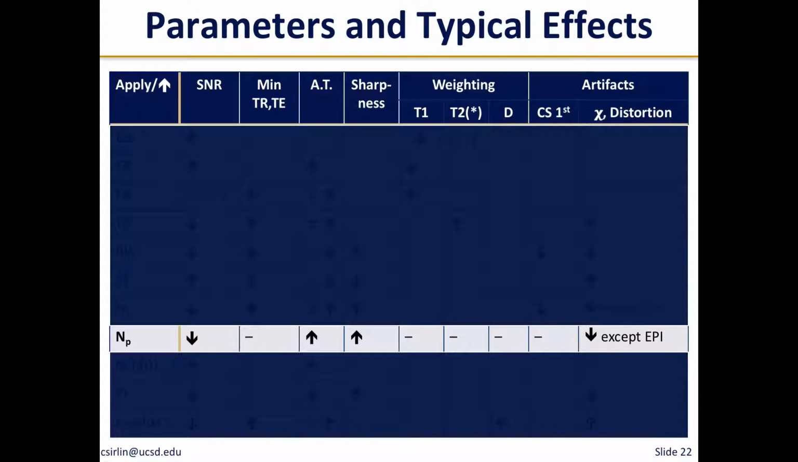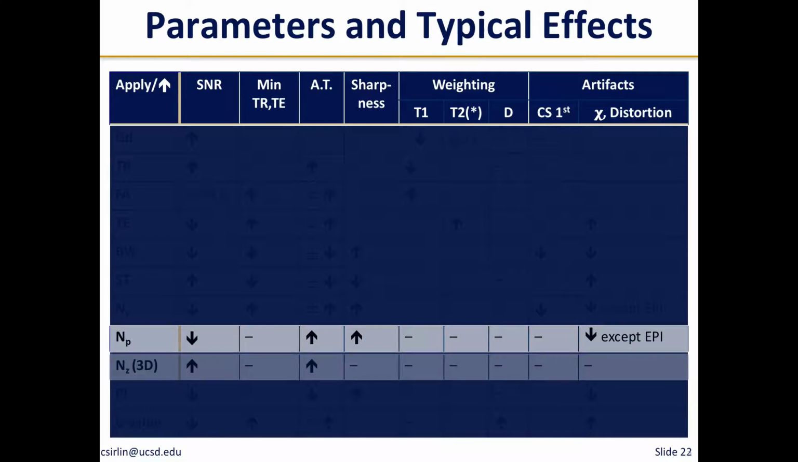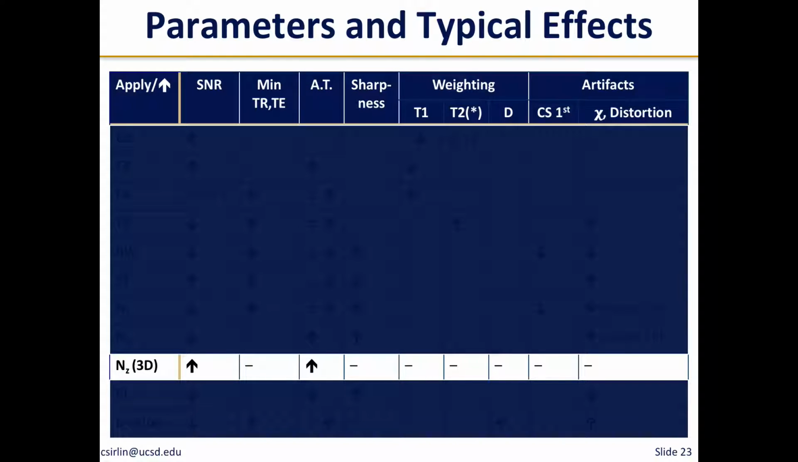Number of phase encodes. As the number of phase encodes goes up, the SNR goes down, the acquisition time goes up, the sharpness increases, and same as with the frequency encodes, in general, susceptibility and distortion get better, except for EPI diffusion, in which your distortion gets worse. Now here's something that's interesting. If you're doing 3D imaging, like LAVA, and you increase the number of slices, you actually get higher signal-to-noise ratio. Your acquisition time also goes up, and we'll review that as well.